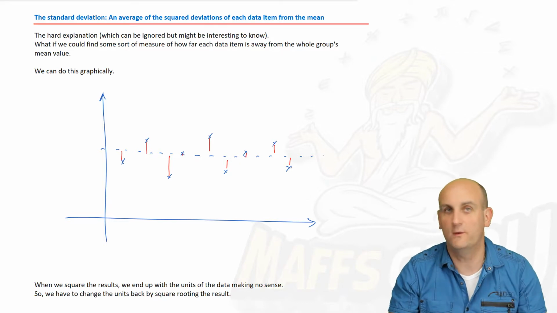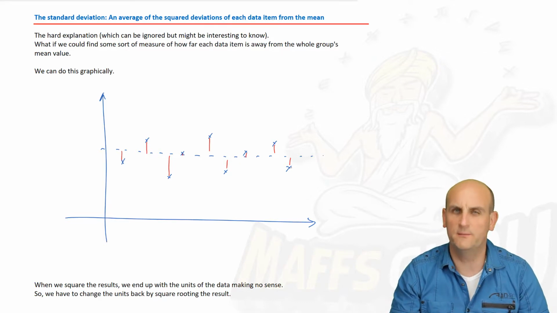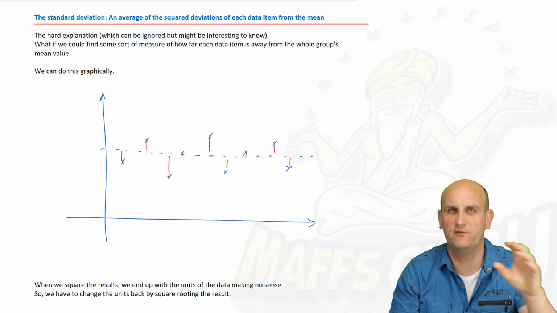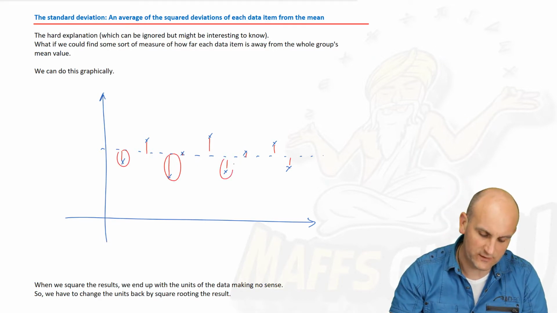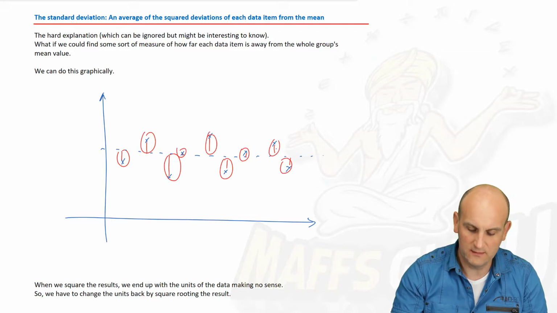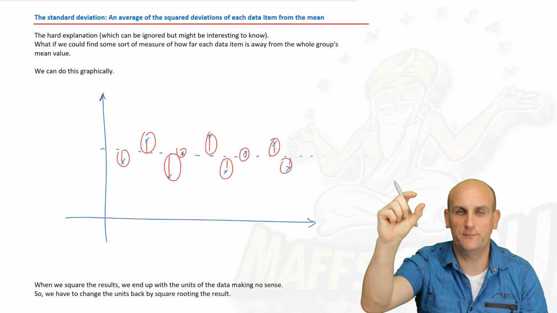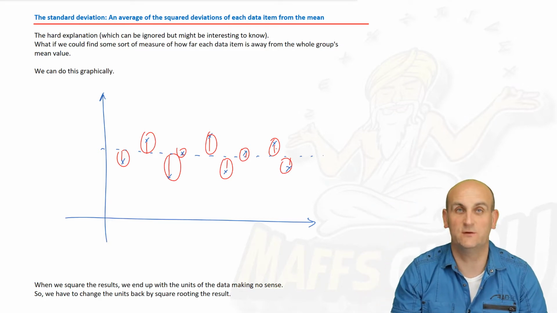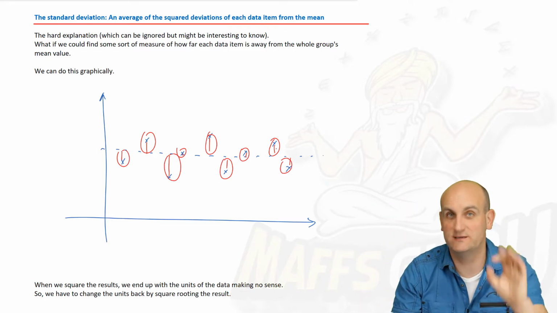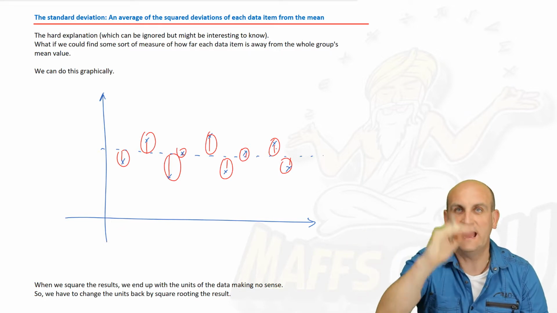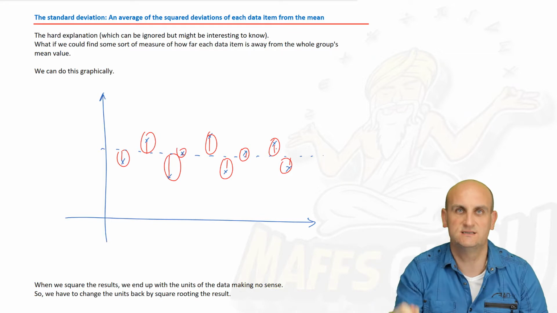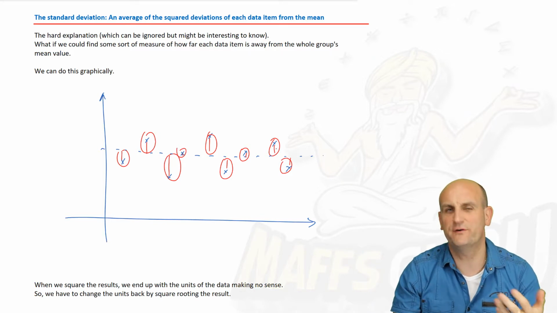Well, those of you who have followed so far will go, hold on a moment. The mean is halfway between all those data items. So if I add all of these negative ones together, and then add all of these positive ones together, and then add the total of the positives and the total of the negatives, guess what you're going to end up with? You're going to end up with 0, because that's the whole point of the average. It's finding the average of all those distances. Well, that's not very helpful to me.